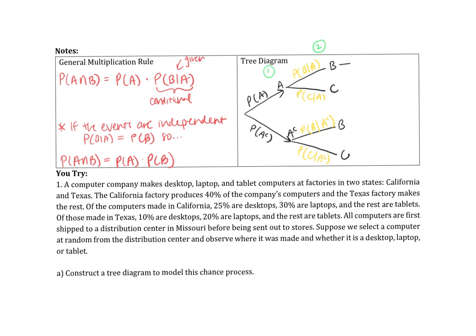One rule about tree diagrams is as you multiply the probability times the given probability, just like here, we get the intersection.